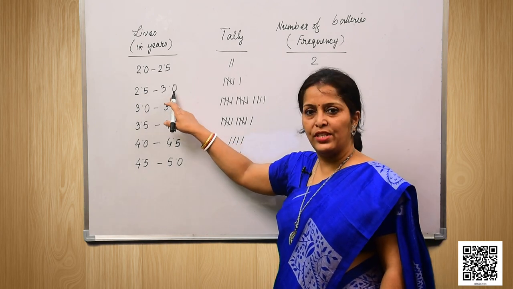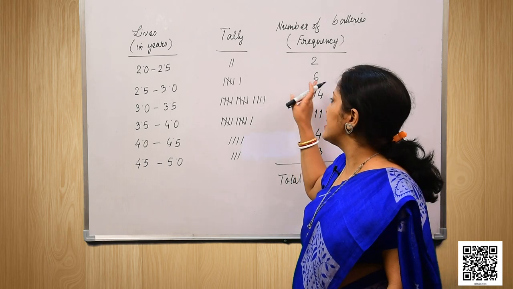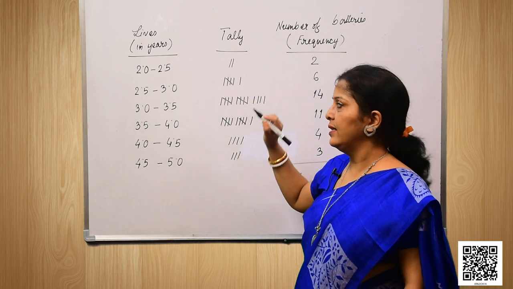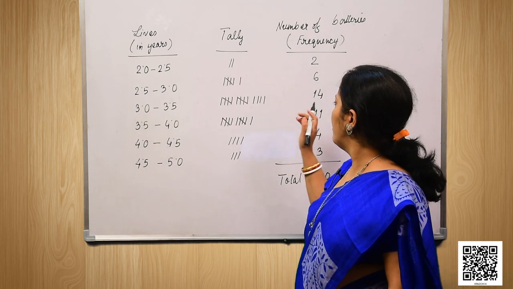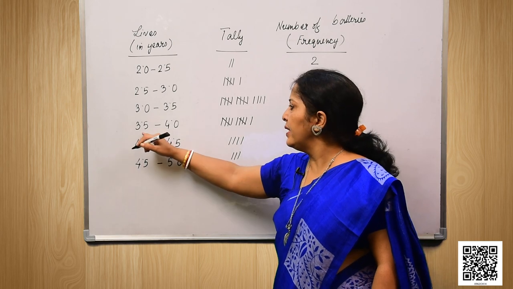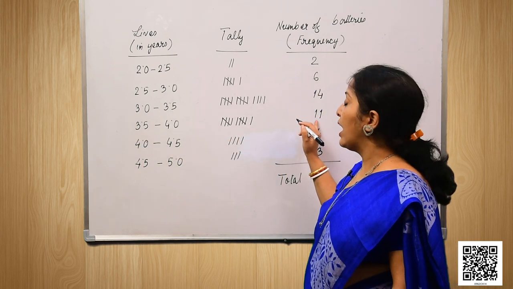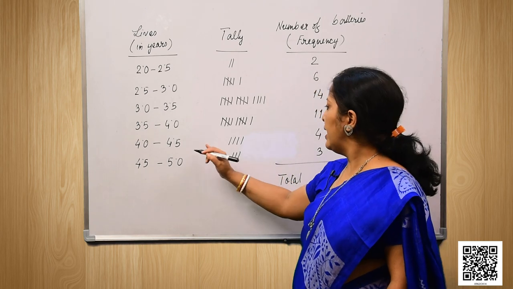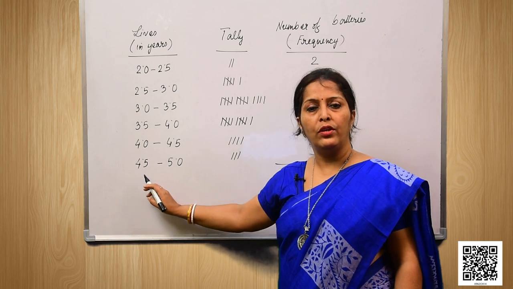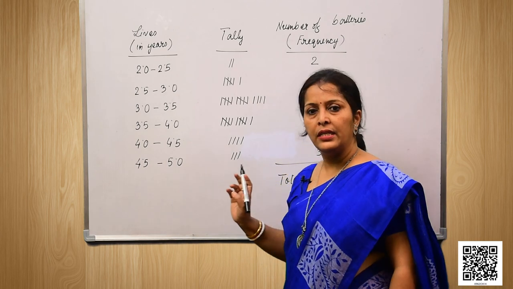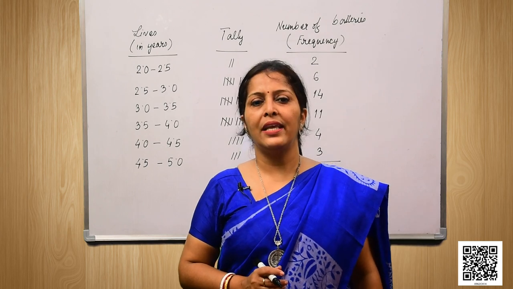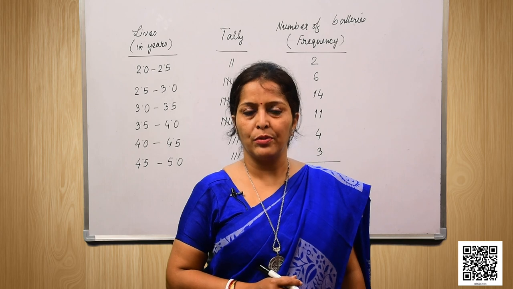Next, 2.5 to 3.0, we are having 6 numbers, so the frequency will be 6 and the tally will be 1, 2, 3, 4, we cut it to make it 5, then 6. Next, 3.0 to 3.5, we have 14 such numbers, so the frequency is 14 and this will be your tally. Then in the next one, 3.5 to 4.0, we have 11 such numbers, so frequency is 11. Then 4.0 to 4.5, our frequency is 4. And in the last one, 4.5 to 5.0, our frequency is 3. Here also we check that the total is 40. So this is the solution of question number 9, which says to construct a grouped frequency distribution table. I hope this is clear to you.